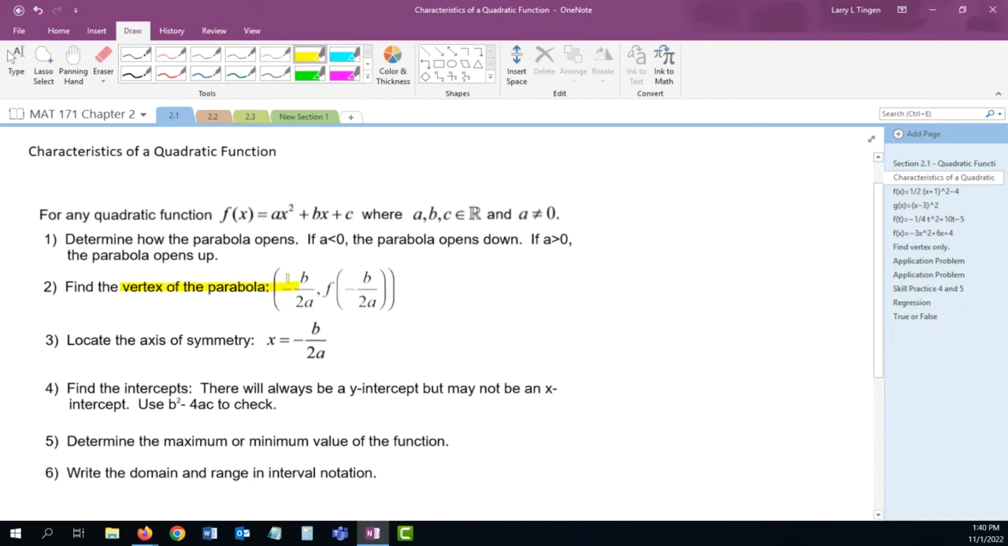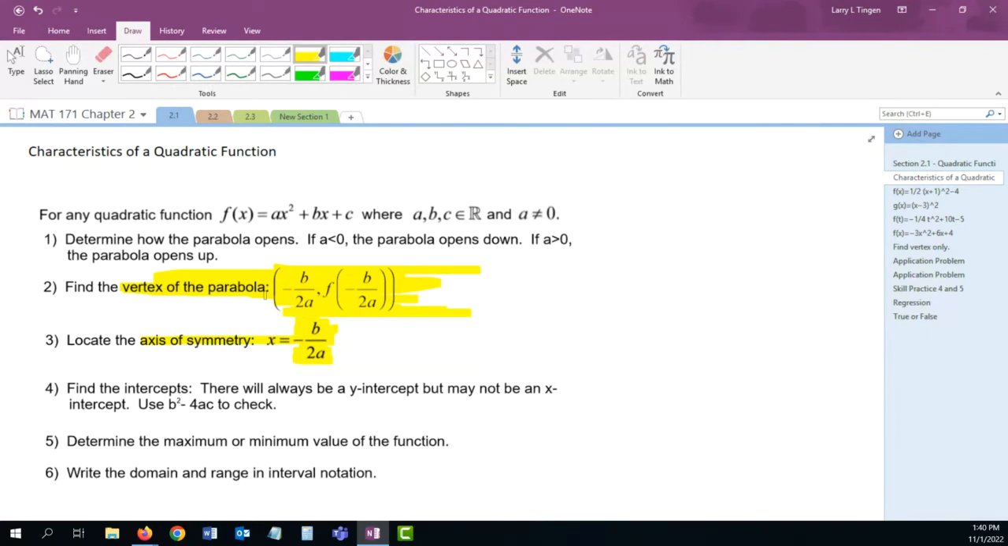Okay. Number 3, easy points. Axis of symmetry. The axis of symmetry is the line x equals negative b over 2a. You just found negative b over 2a because that's the x-coordinate of the vertex. The axis of symmetry means if I take my polynomial and fold it over, it's going to land right on top. All parabolas have this axis of symmetry.